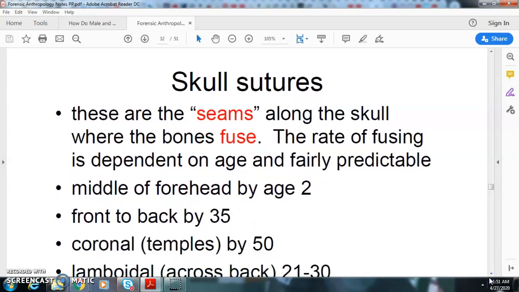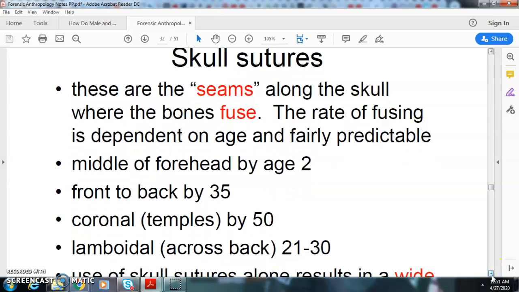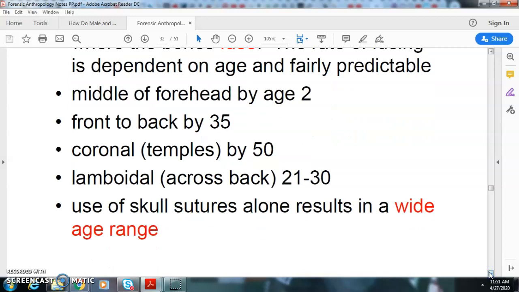Skull sutures. These are the seams along the skull where the bones fuse. Once again, we have some fusing going on. The rate of fusing is dependent on age and is fairly predictable. So if you've got a skull and you want to figure out age, it's not a bad way to do it, especially if it's a younger skull. So around the middle of the forehead, that area gets fused by age 2. Front to back is by 35. Surprise, surprise. Temples is by 50. Between the back here, the lambdoidal is between 21 and 30. So you get a wide age range here, which gives you a cool thing to look at for aging.